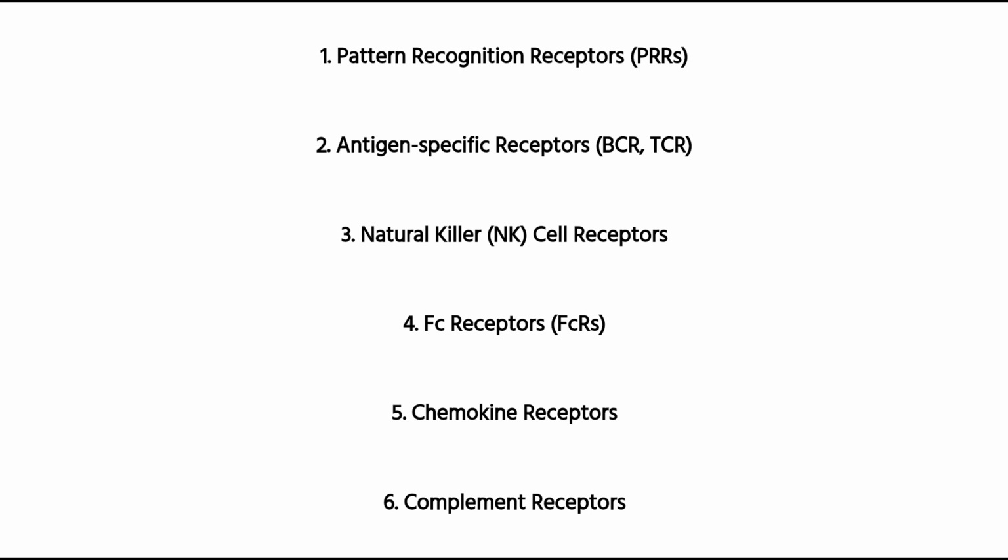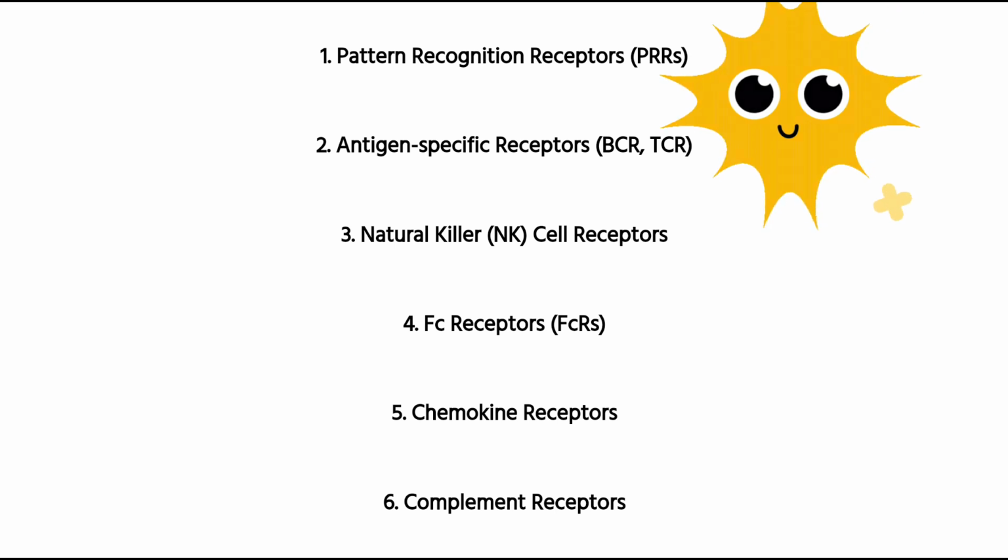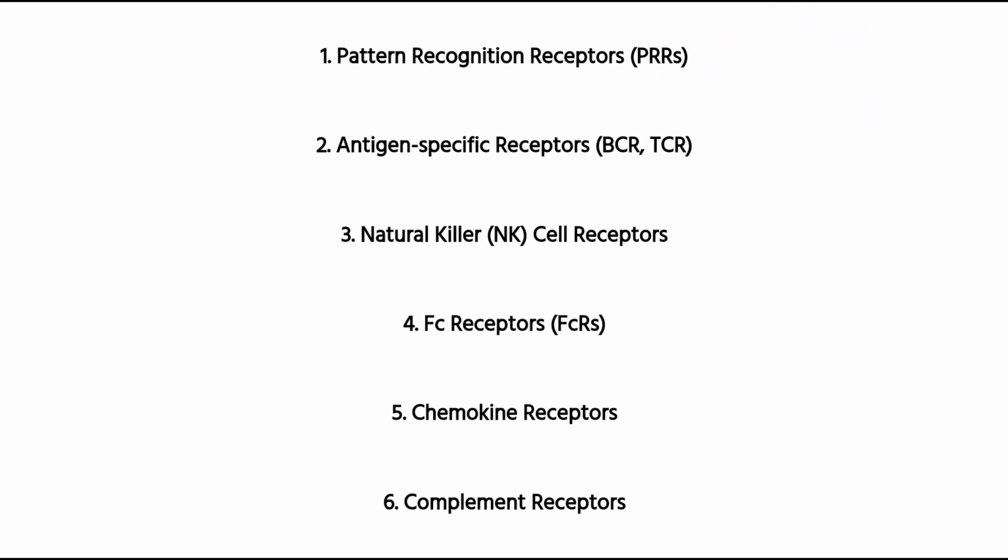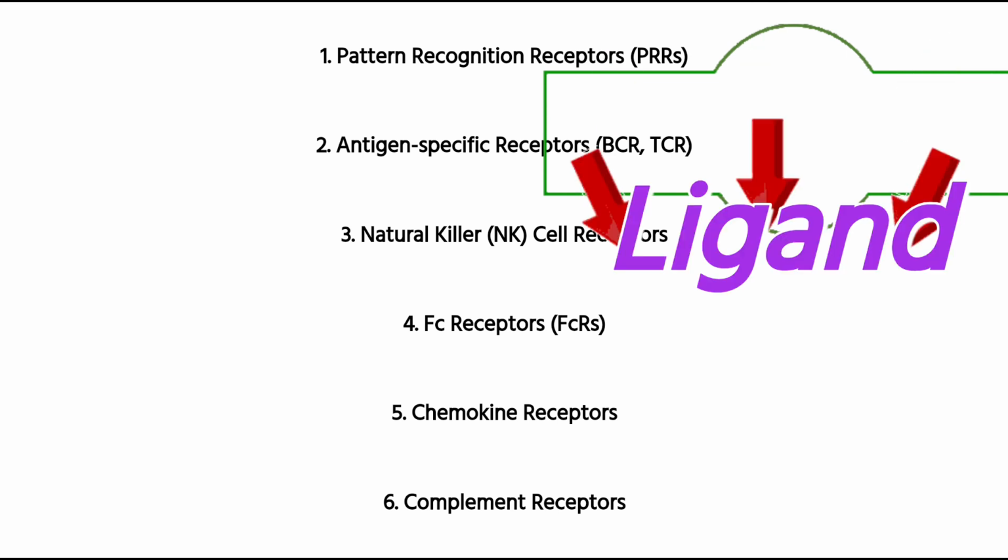The first is the pattern recognition receptor. These are used by innate immune cells like macrophages, neutrophils and dendritic cells to detect pathogen-associated molecular patterns and danger signals, that is DAMPs. They have various types, present on the surface or in the cytoplasm, and there are various ligands, important ones to name, which bind to the specific type of receptor.